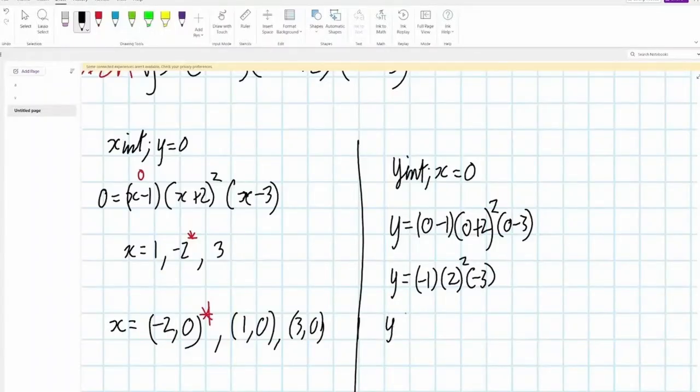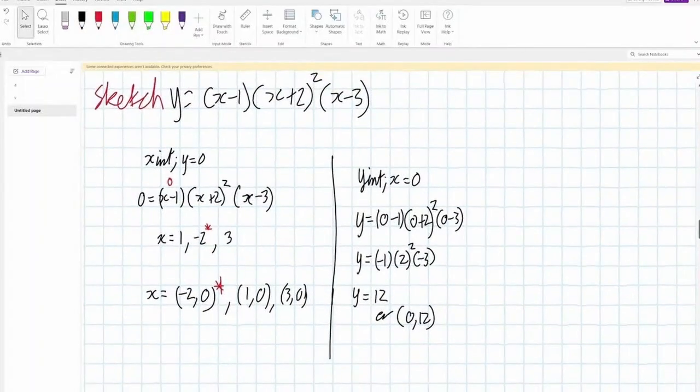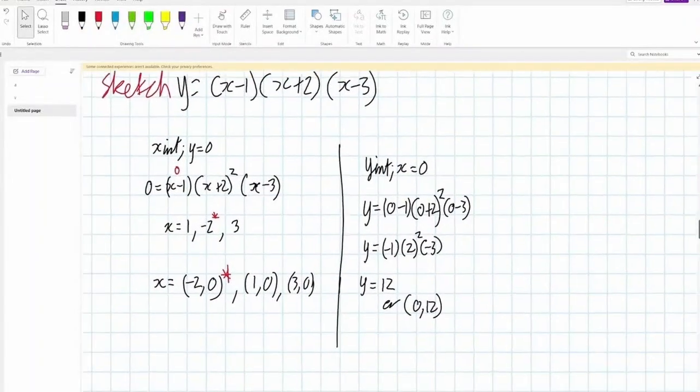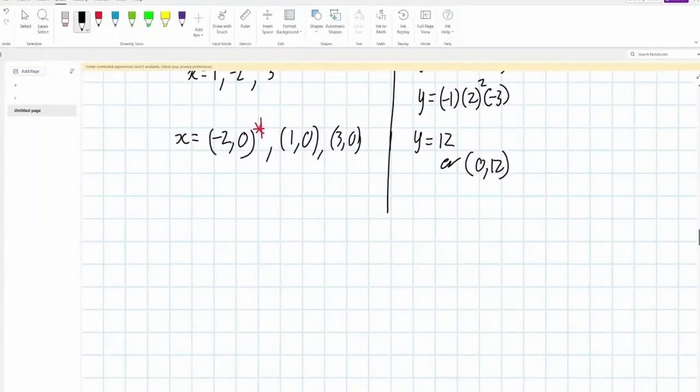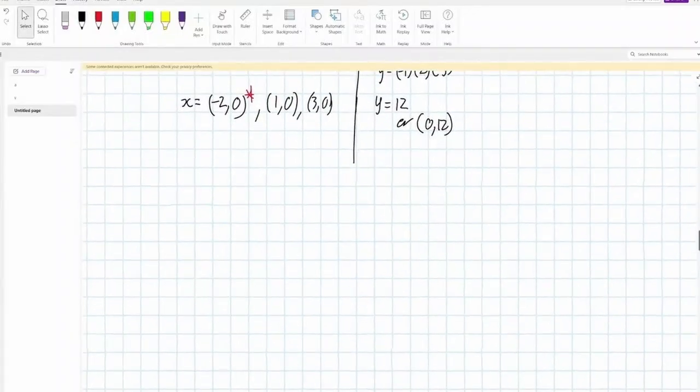2 squared is 4, so I'm just going to do it all at once. -1 times 4 is -4, times -3 gives us positive 12 there. Or in coordinate form, that would be 0, 12, like so. And that is all we need to start graphing. Just remember that this -2, 0 is going to be a turning point because it is squared.